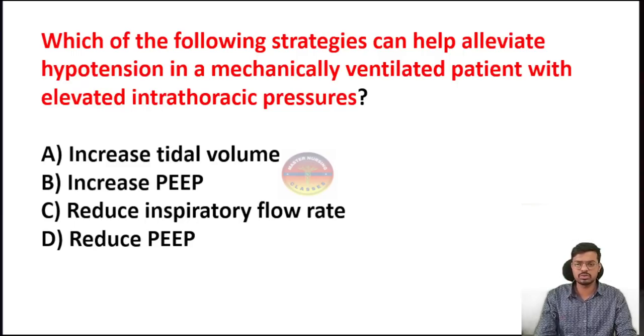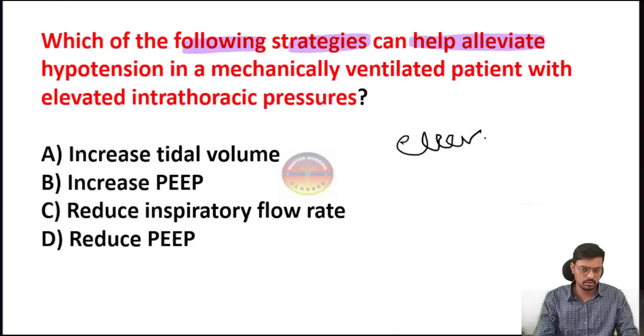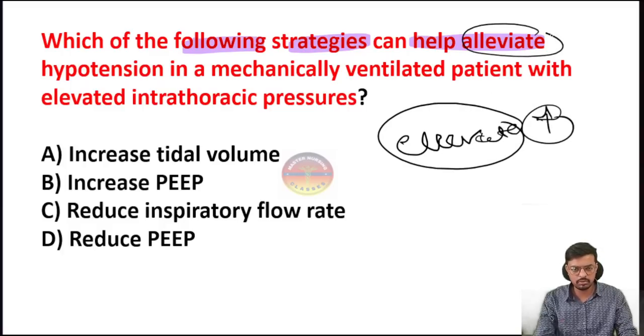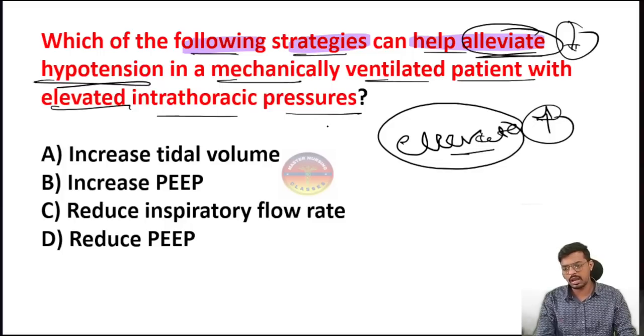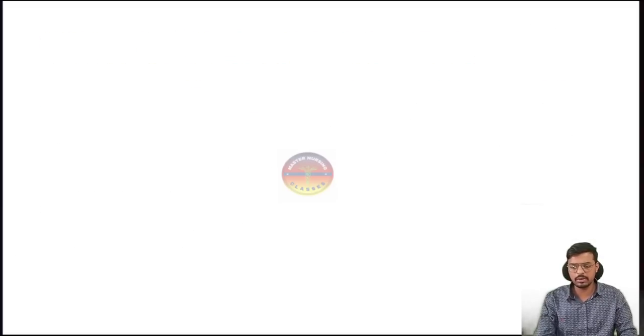So let's discuss the next question. Which of the following strategies can help to alleviate hypotension? Bacho, wherever the word elevate comes, the meaning is increase. But wherever the word alleviate comes, the meaning is to decrease. So here, which of the following strategies helps to decrease the hypotension in a mechanically ventilated patient with elevated intrathoracic pressure? High hypotension happens in the mechanically ventilated patient.